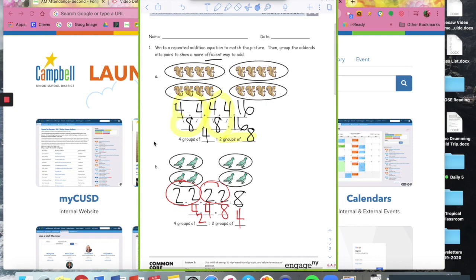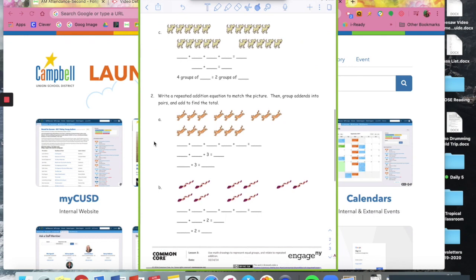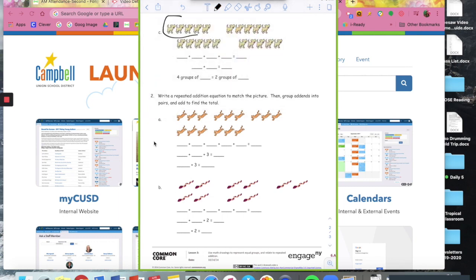Okay, now let's look at question 1C. So I see that my groups are right here. I'm just going to draw circles just so I don't get mixed up. Right here, right here, right here. And it looks like I have 1, 2, 3, 4, 5 in each group, and I have 4 groups. So I'm adding the number 5 repeatedly.